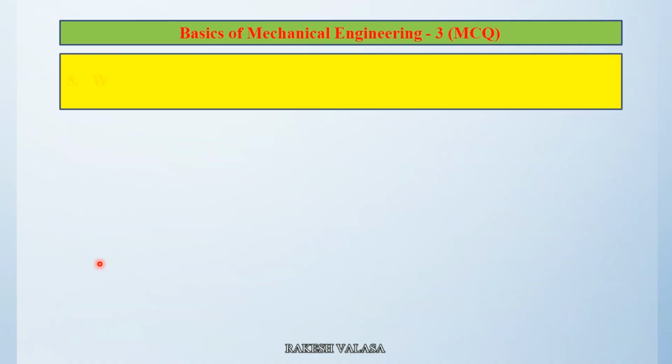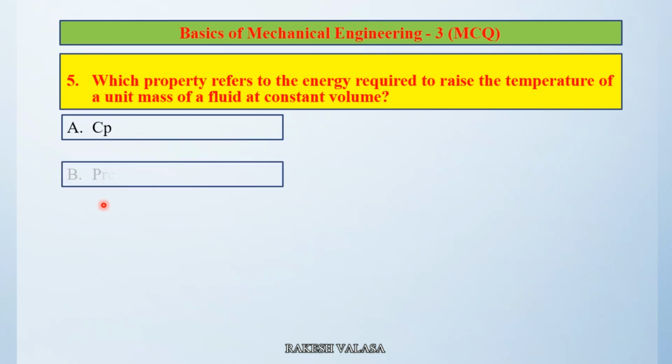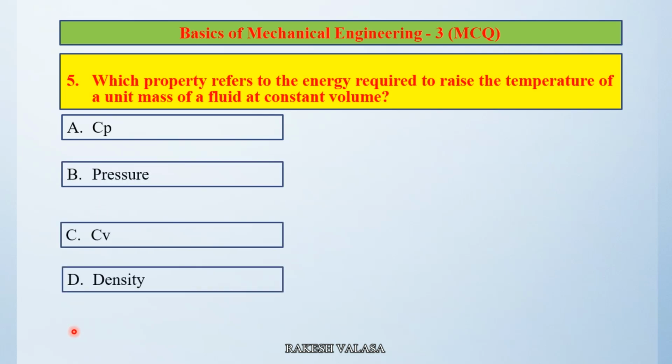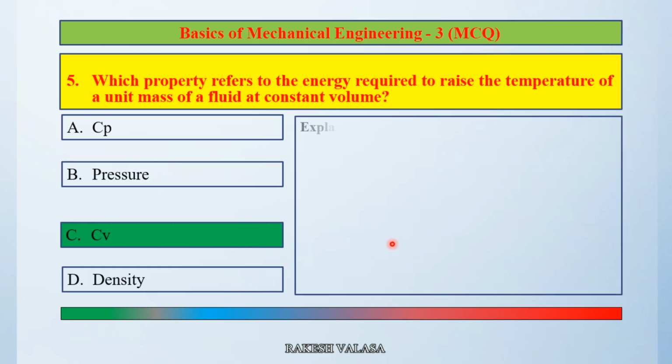Question number 5. Which property refers to the energy required to raise the temperature of a unit mass of a fluid at constant volume? Option A Cp, option B pressure, option C Cv, option D density. The correct answer is option C Cv. Let us see the explanation.